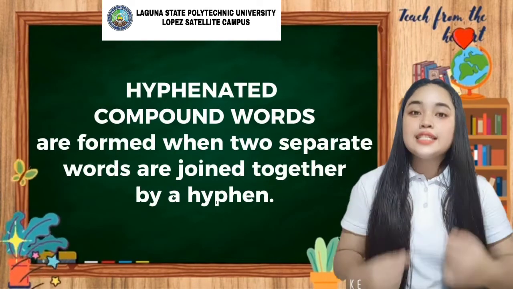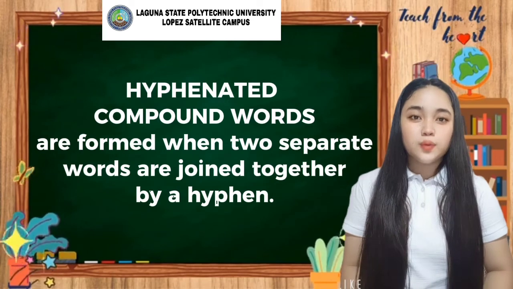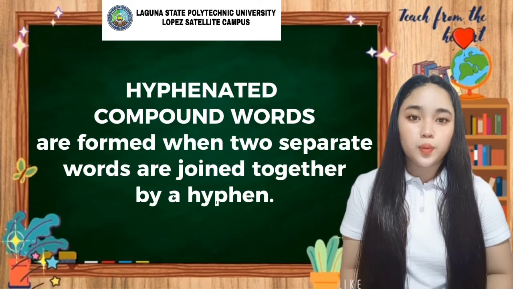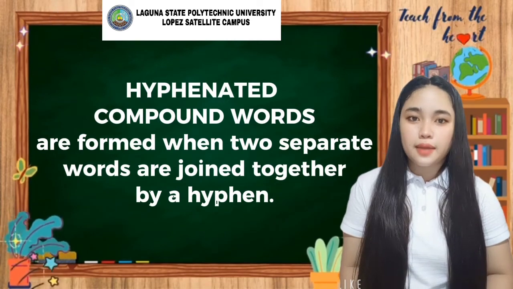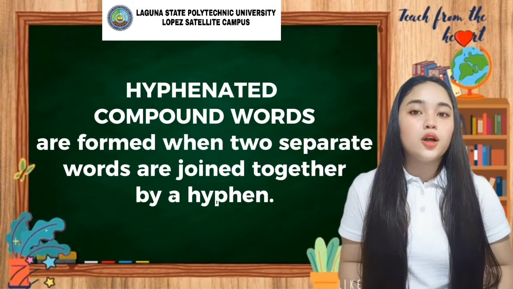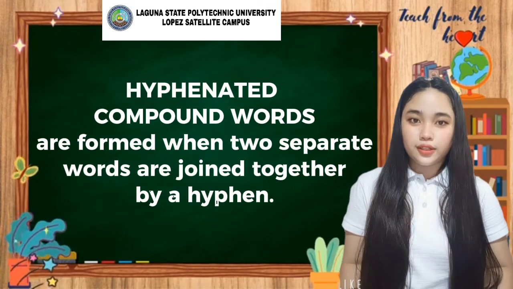The last type is hyphenated compound words, which are formed when two separate words are joined together by a hyphen. Here are the examples of the hyphenated compound words.